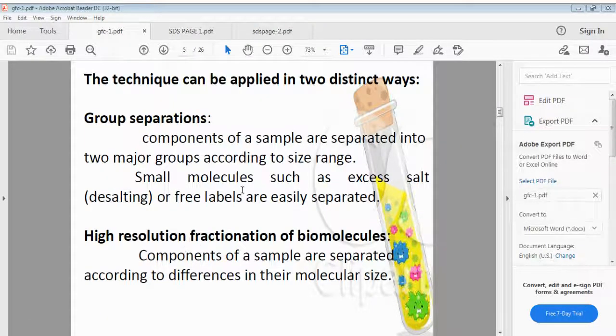Okay, now here you can see the technique can be applied in two distinct ways. One is group separation, another one is high resolution fractionation. In group separation, components of a sample are separated into two major groups.